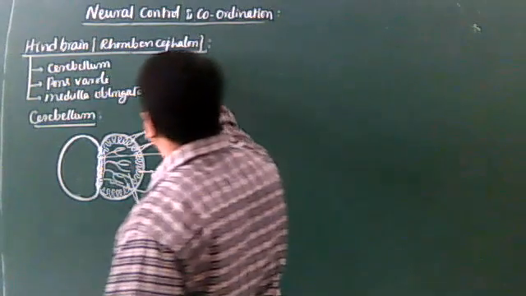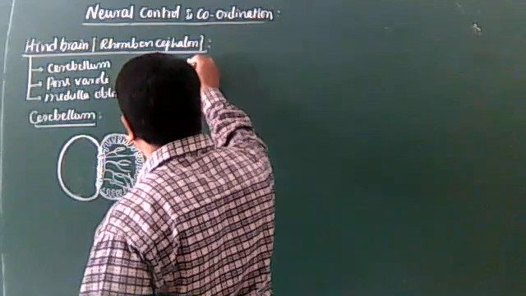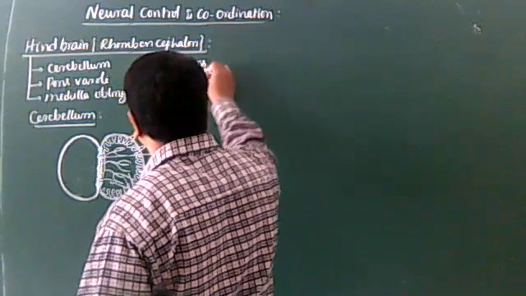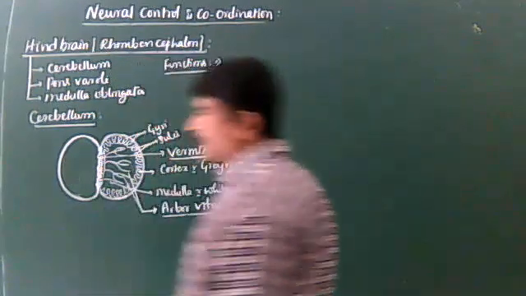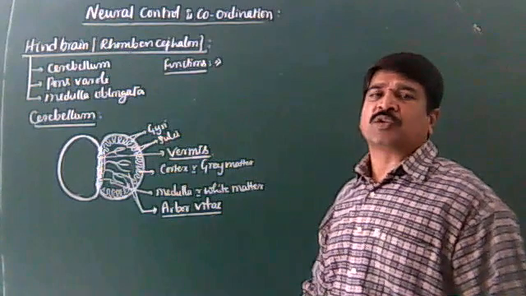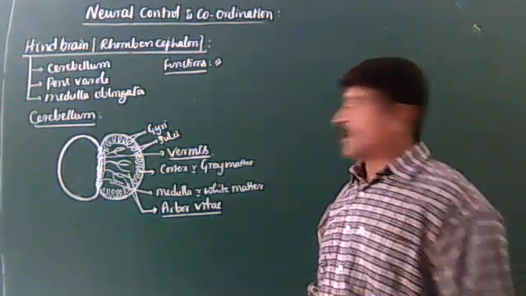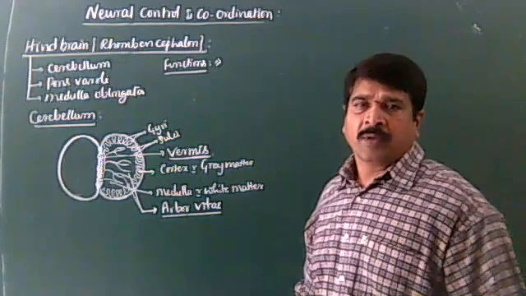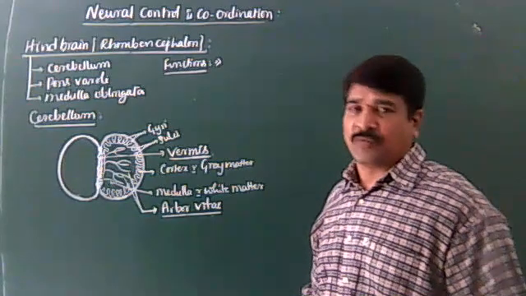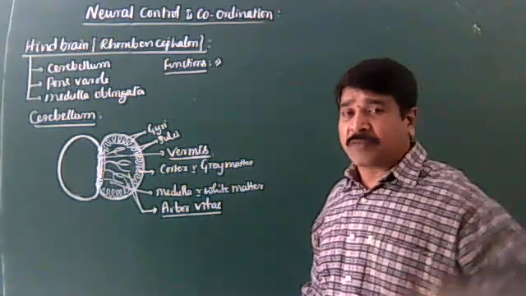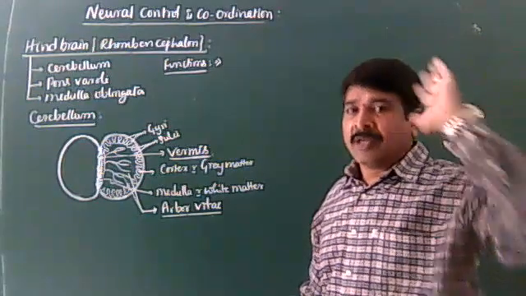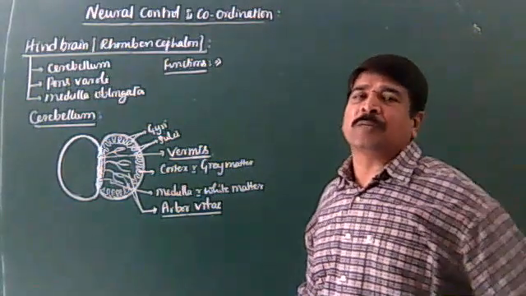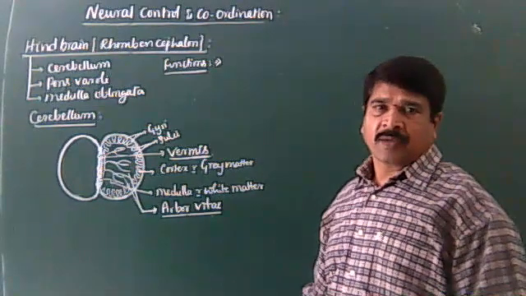Next, let us come to the functions of the cerebellum. It has two functions. Number one, it maintains the equilibrium and attitude of the body. When a person drinks a large amount of alcohol, the first affected part is the cerebellum only. That is why that person loses body balance. Got it? What I'm telling you.